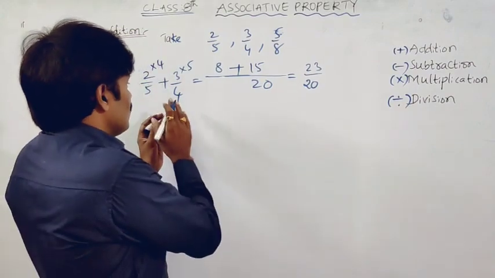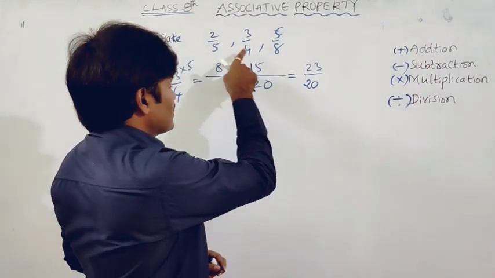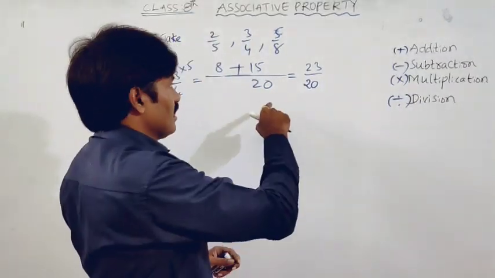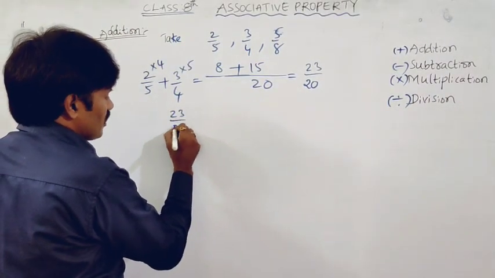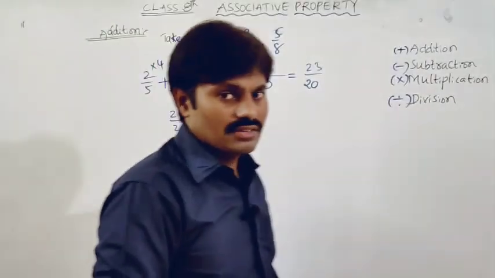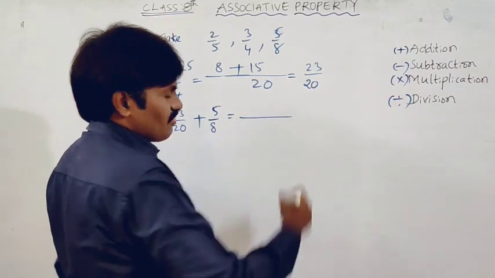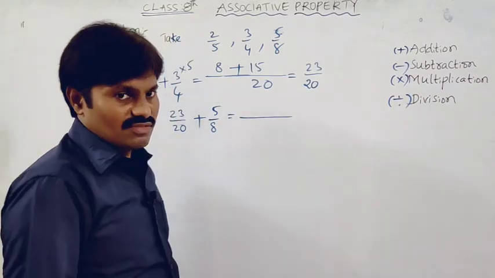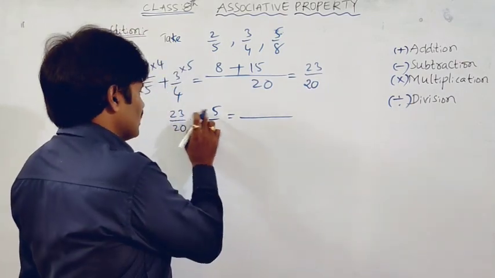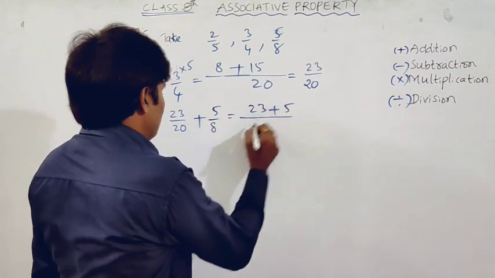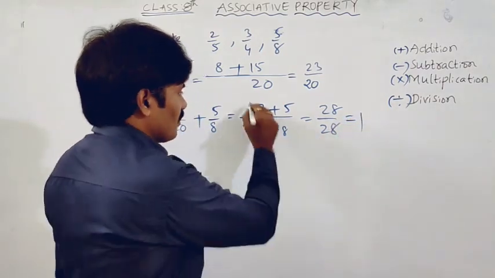Now I am adding this result to the third number. First I have added the first and second number, and the result I am adding to the third number. Then it becomes 23/20 plus 5/8. While adding fractions, we have to observe the LCM of the denominators. So don't add 23 plus 5 over 20 plus 8, that would give 28/28, so the answer is 1. No, that is the wrong method.